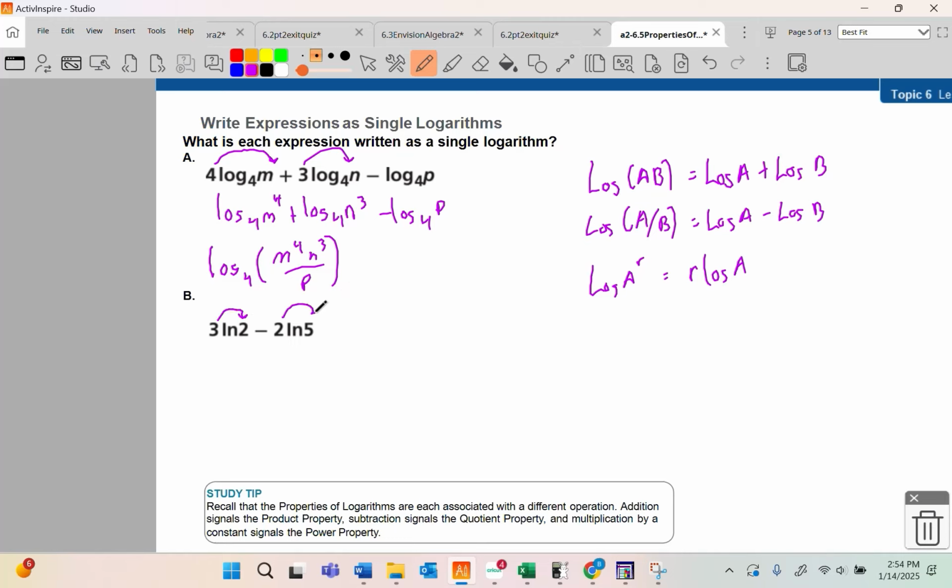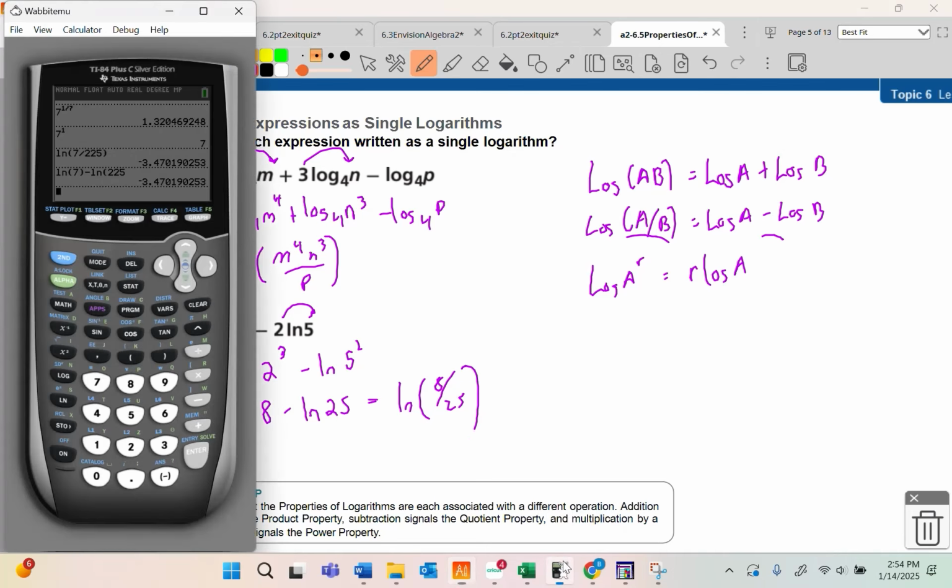Move your exponents again. Natural log of 2 cubed minus the natural log of 5 squared. And I'm going to go ahead and figure out what 2 cubed is. This is the natural log of 8 minus the natural log of 25. And then I'm going to look at my subtraction operation. I'm going to realize that's division. So this is equal to the natural log of 8/25.